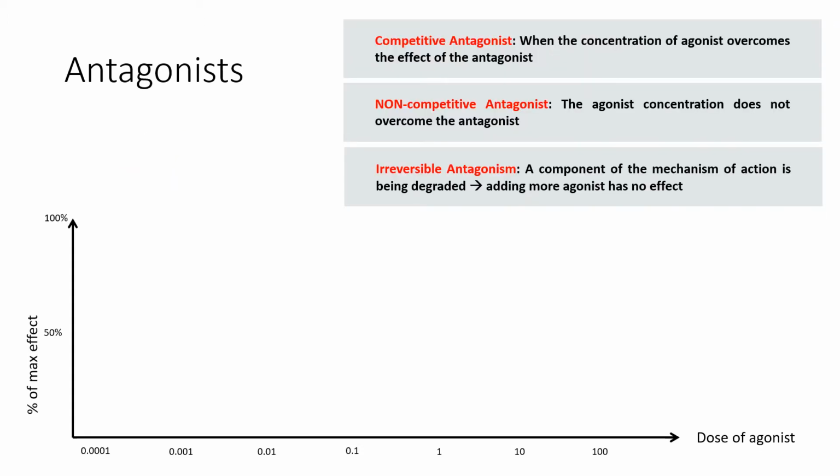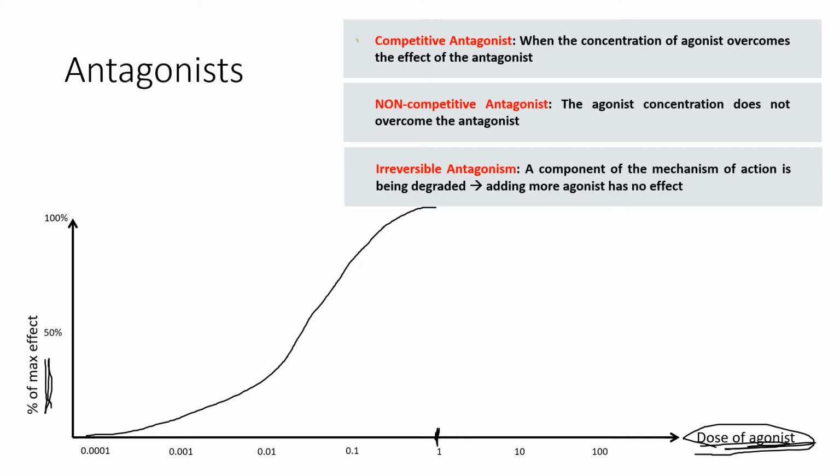So say I have a hypothetical agonist, where the dose of the agonist affects what percentage of the max effect is. And so with my hypothetical agonist, I can expect 100% of the max effect at a dose of 1 on this logarithmic scale. Now, depending on what type of antagonist I add to the system, the dose of the agonist will change to get the same percent of the max effect.